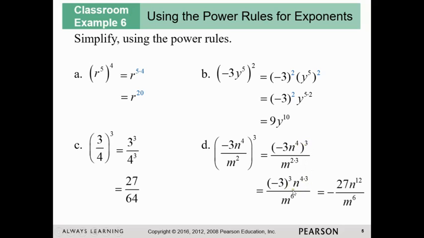So we cube that 3. We end up with negative 27. Multiply the 4 times the 3. We get n to the 12th. And then we end up with negative 27 n to the 12th over m to the 6th.